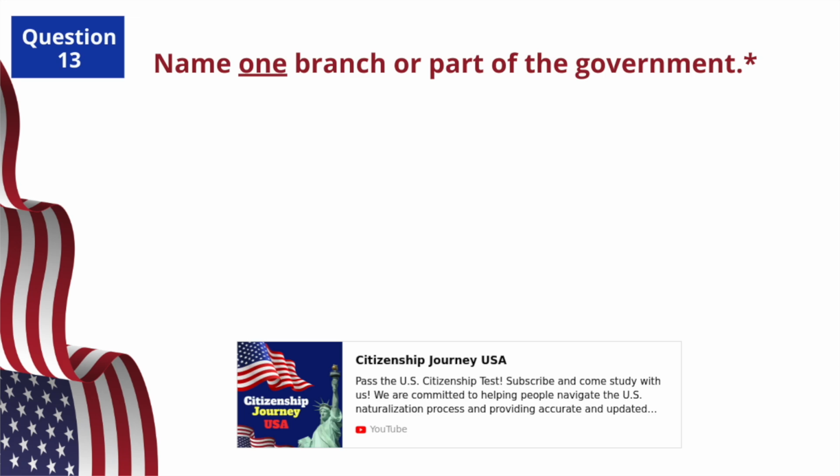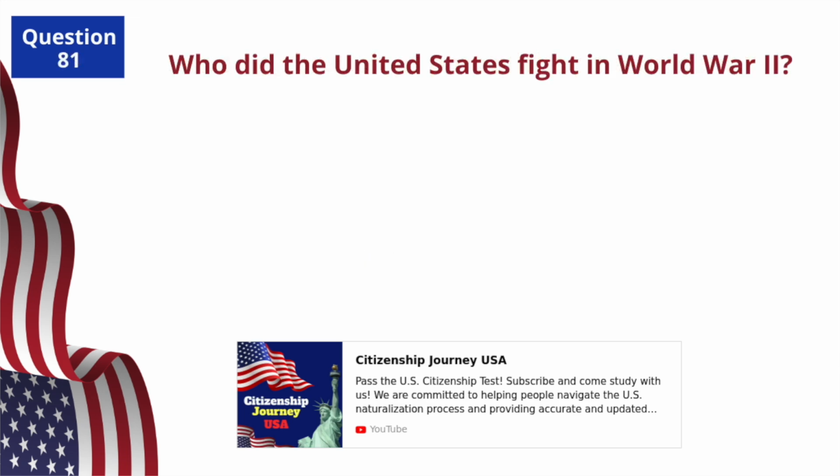Name one branch or part of the government. Congress. Who did the United States fight in World War II? Japan, Germany, and Italy.